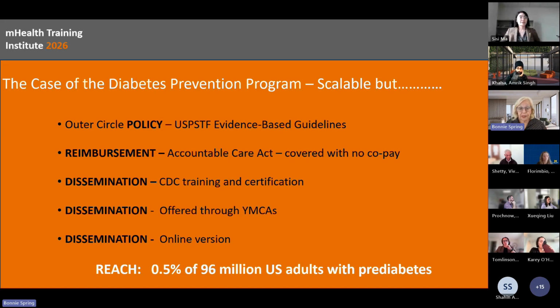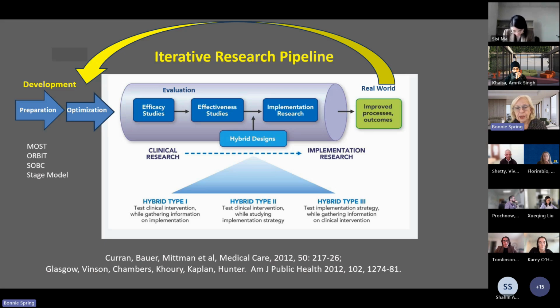So how is it doing? How is it scaling? What's its reach? Well, less than 0.5% of the population of 96 million US adults with prediabetes have accessed this treatment. So the uptake is terrible. It's just really terrible. We developed it. It has a good evidence base. We put it out there, and we had all the implementation outer circle support behind it, but it didn't scale, didn't work.